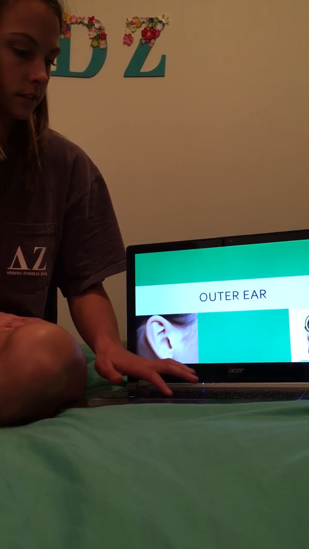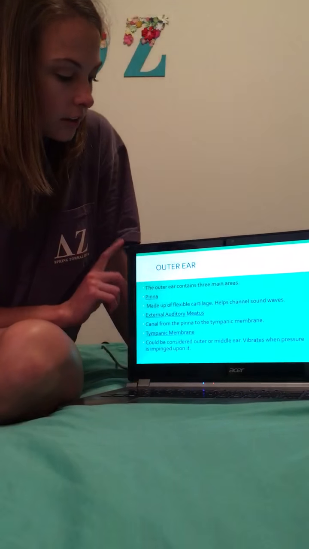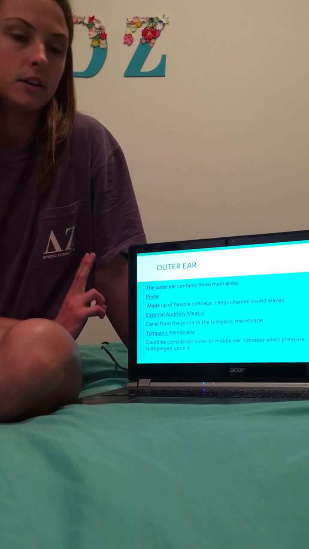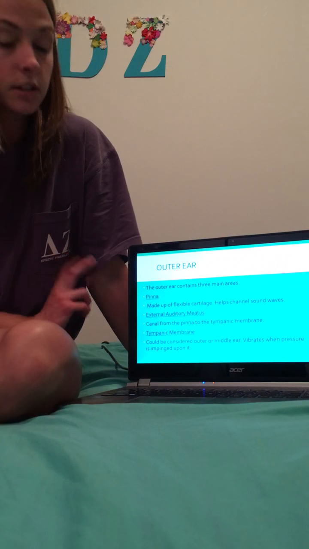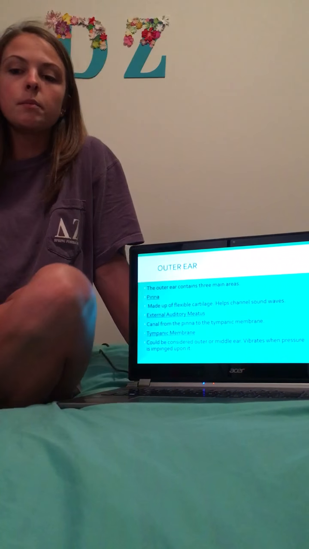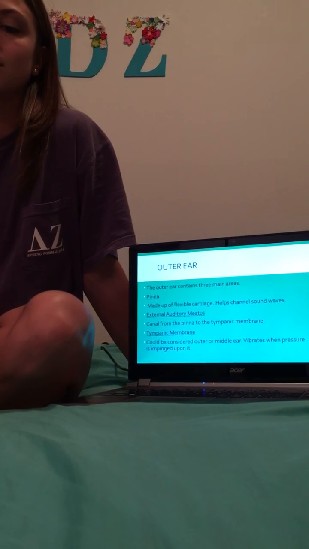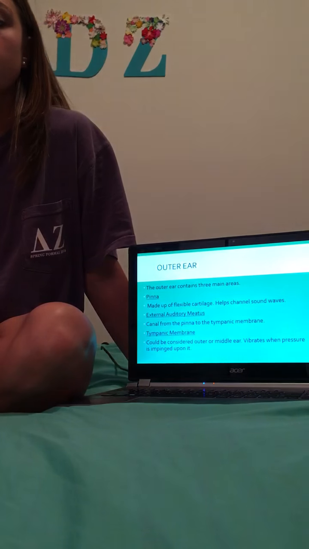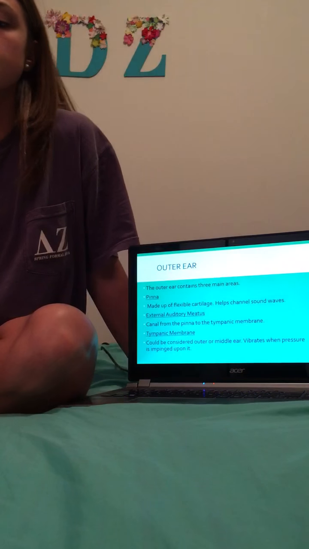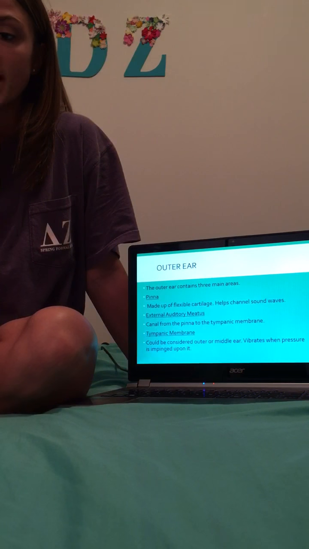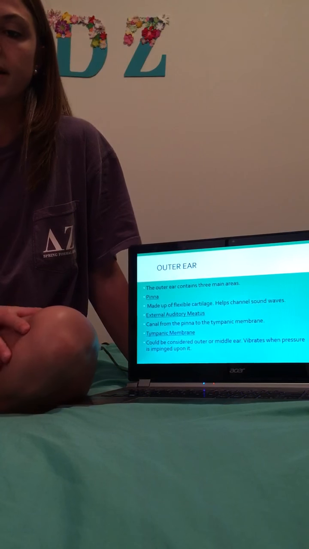The outer ear. The outer ear contains three main parts: the pinna, the external auditory meatus, and the tympanic membrane. The pinna is made up of flexible cartilage and helps channel sound waves into the ear canal. The external auditory meatus leads from the pinna to the tympanic membrane and funnels sound to the tympanic membrane.